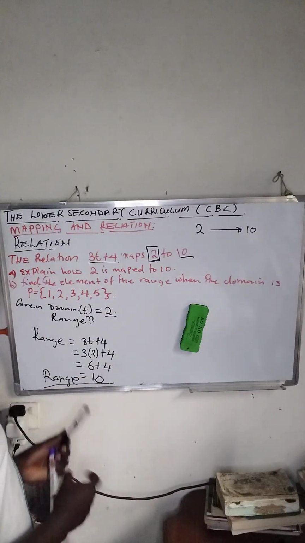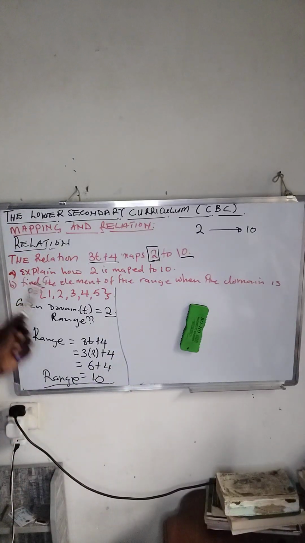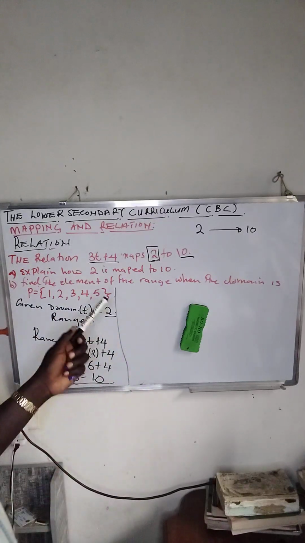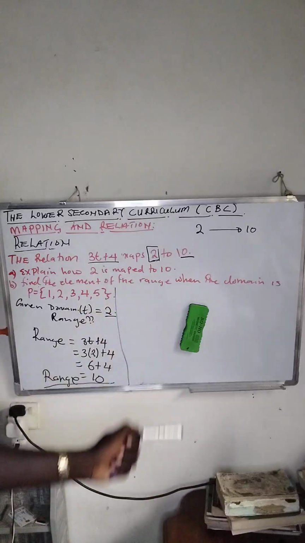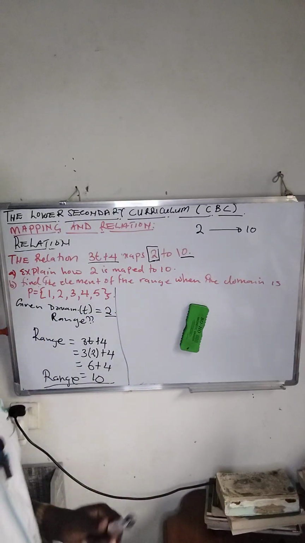Now, we need to go further again, just to look at part B. Find the elements of the range when the domain is this, and P is the domain.